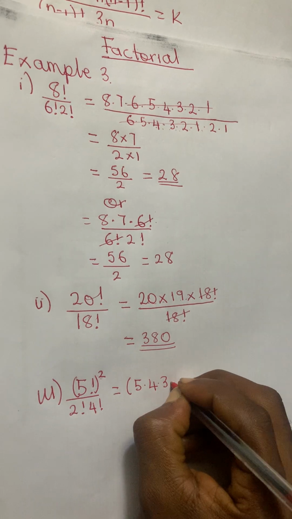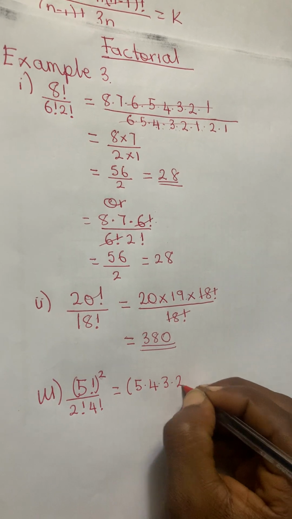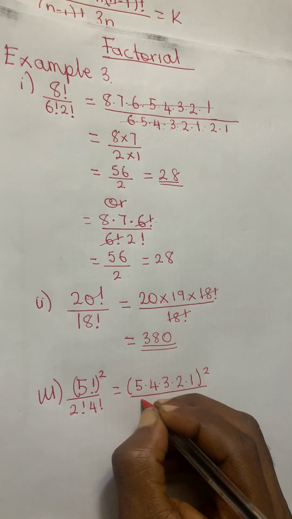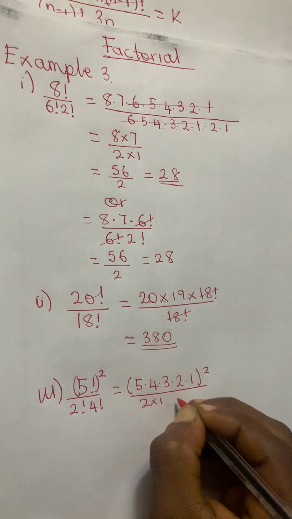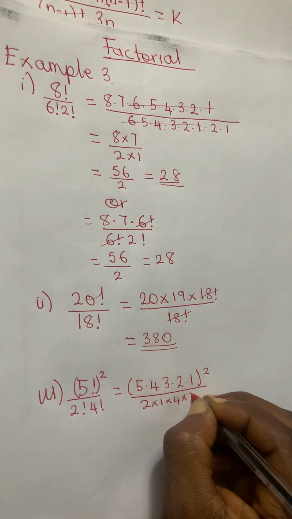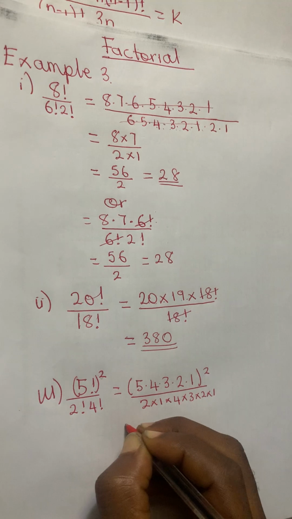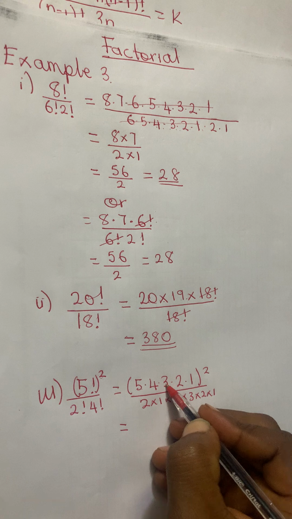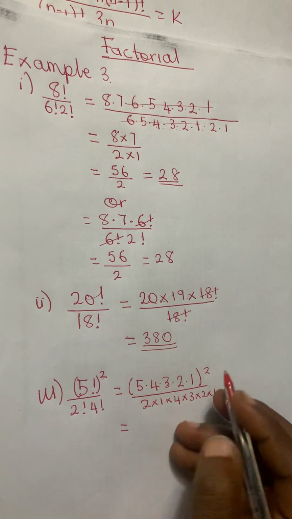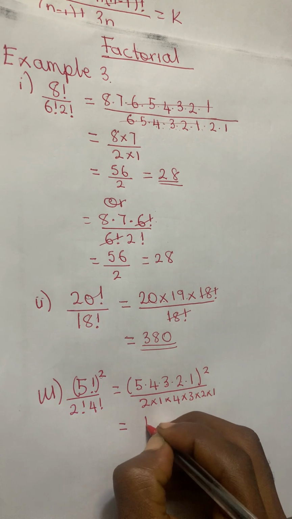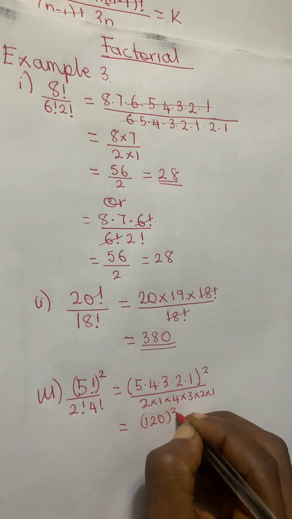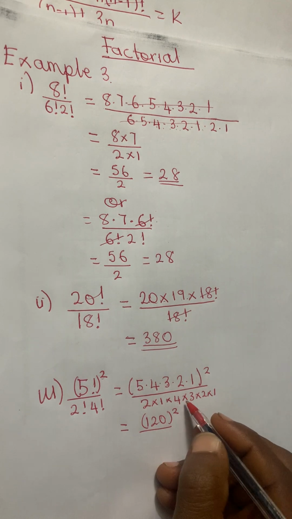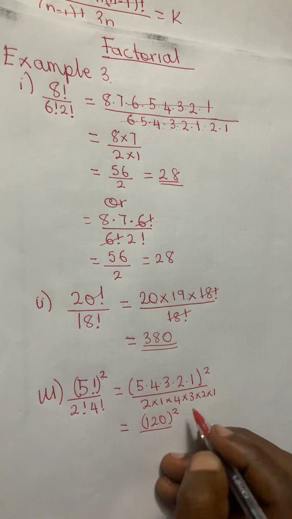We can use the calculator to do this, but I want you to understand it. Times 2 times 1 to the power 2 all over 2 factorial, which is 2 times 1, multiplying 4 times 3 times 2 times 1. When we study this, 5 times 4 is 20, times 3 is 60, times 2 is 120, times 1 is still 120, to the power 2, all over 2 times 1 times 4, 8, times 3, 24, times 2, 48.